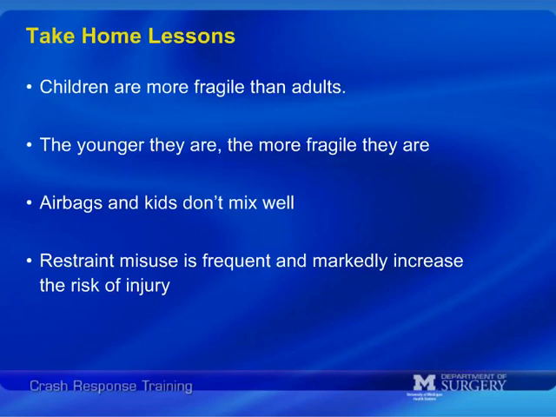There are several take-home lessons which we will be emphasizing in this module. First, children are more fragile than adults. Second, the younger the child, the more fragile they are. Third, airbags and kids don't mix well. Airbags can be very dangerous to kids. Fourth, restraint misuse is frequent with child occupants and markedly increases the risk of injury.